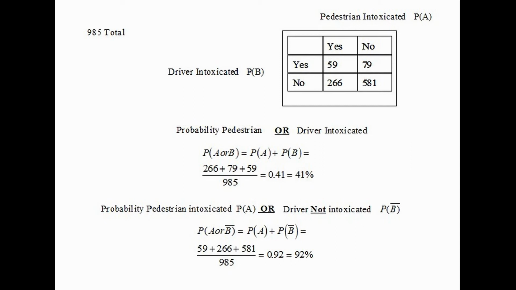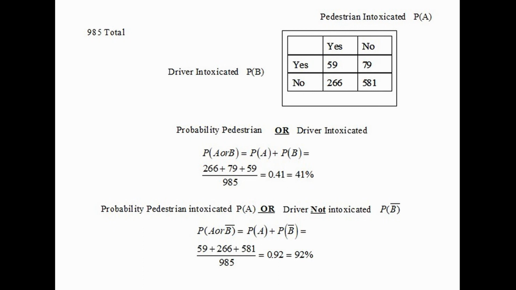In other words, the probability of A or B, which equals the probability of A plus the probability of B. The solution is to search the table and find all the instances of the pedestrian being intoxicated or the driver being intoxicated, and then divide the whole thing by 985. And in this case, it equals 0.41 or 41%. 41% of the time the pedestrian or the driver was intoxicated.